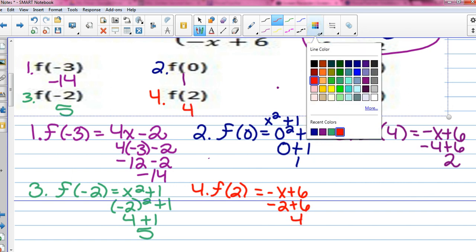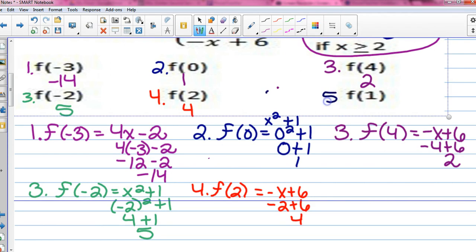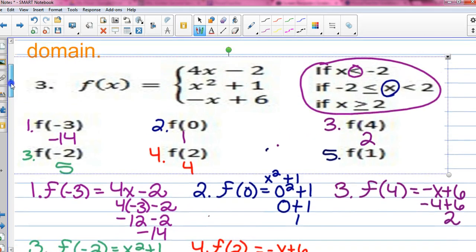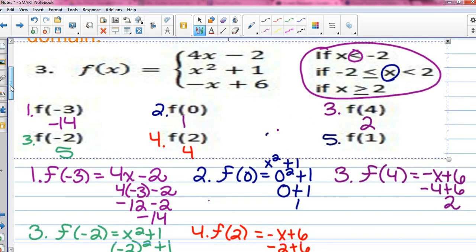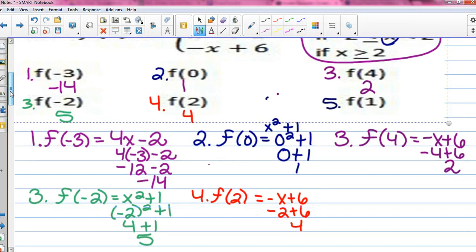And lastly, we have number 5, f of 1. We have to figure out where that falls. Is 1 less than negative 2? No, so I'm not going to use the one on the top. Does 1 fall between negative 2 and 2? Yes, so I'm going to use the one in the middle.